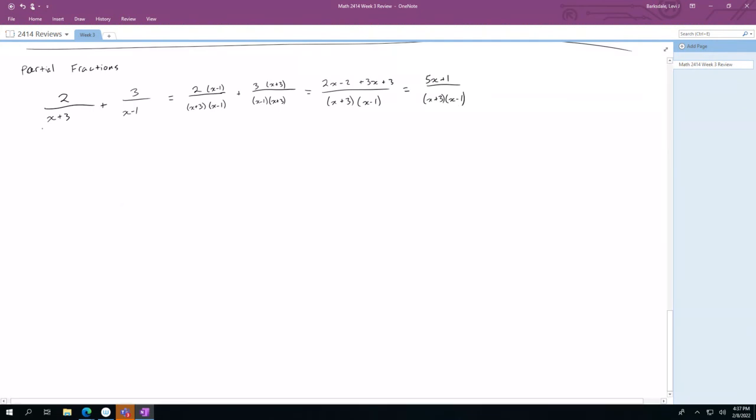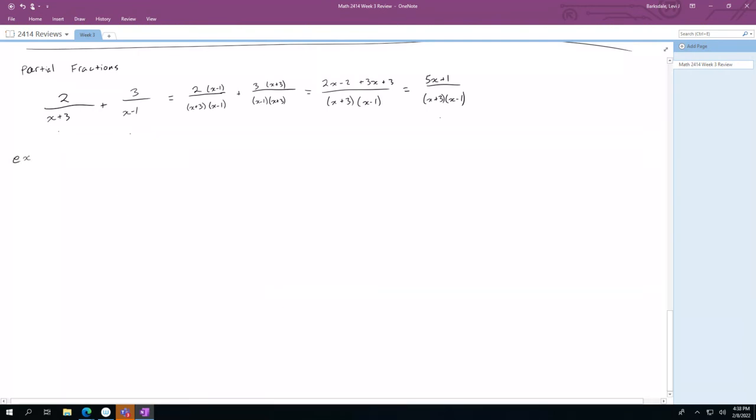So instead of starting on this end and moving over to my 5x plus 1 answer, what if I started with this and I wanted to get back to this? Well, that's what we call partial fraction decomposition. And it's really helpful because these two things separately are a lot easier to integrate than this thing together. Because we can do both of these integrals with really simple u substitutions and get integrals of natural log. This is a little harder.